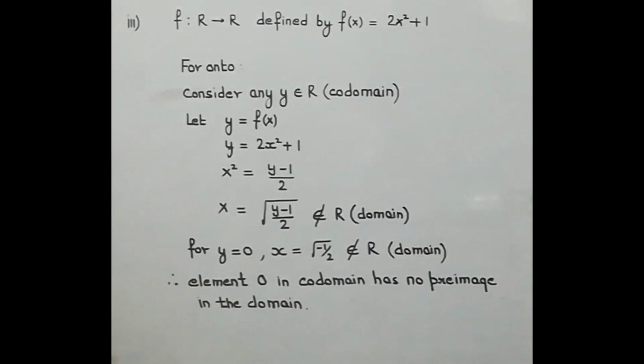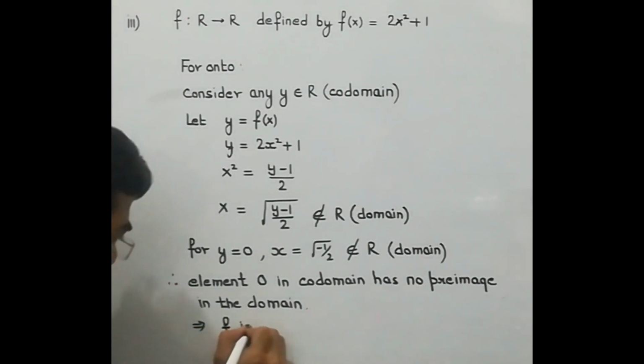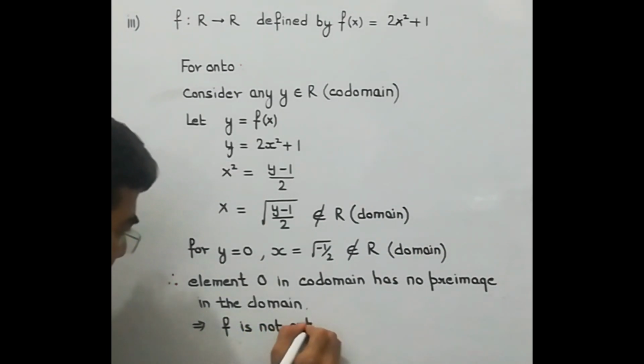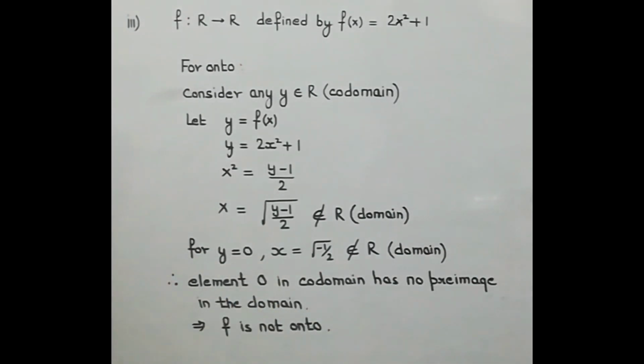And if we find any element not having a pre-image in the domain, we say that the function is not onto. So from here we get this. You can pause and note this down.